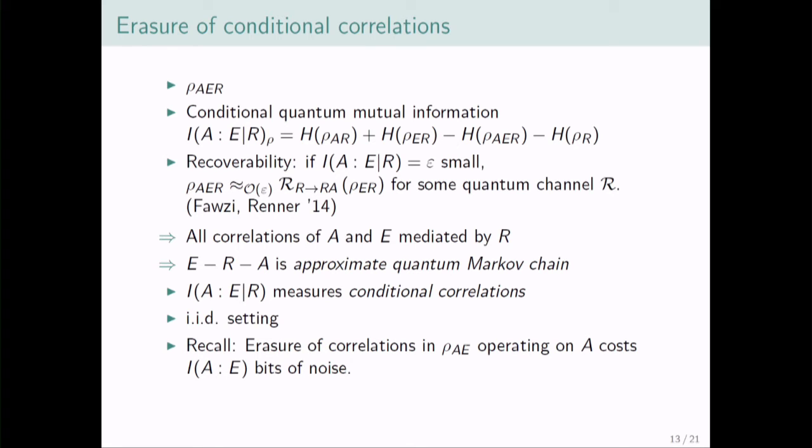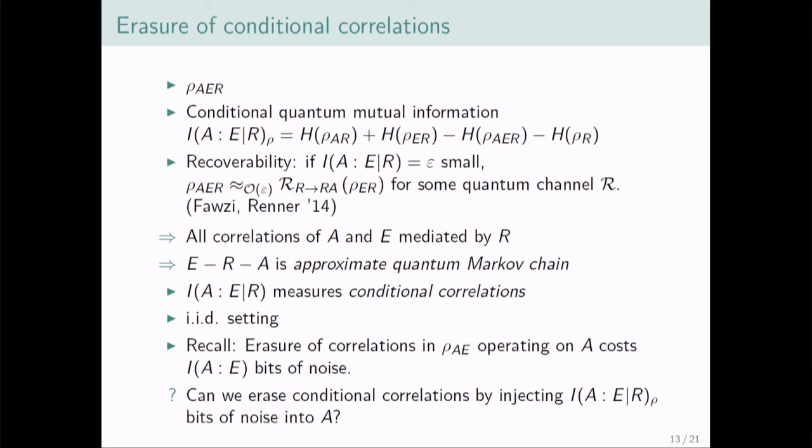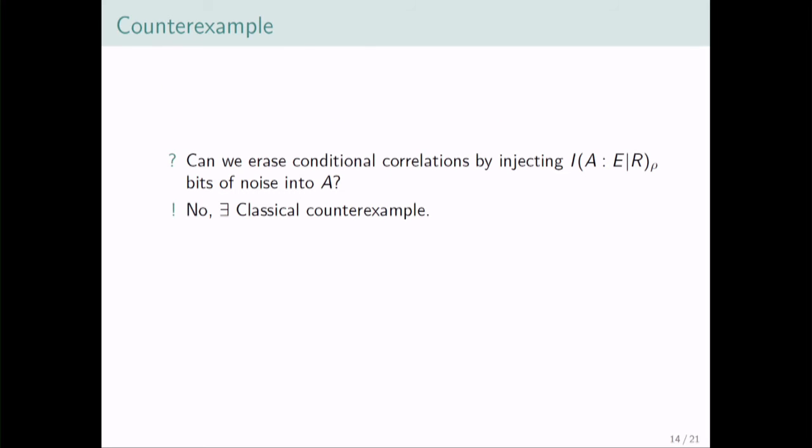So recall that this erasure of correlations that I presented in the introduction needs an amount of noise that's equal to the quantum mutual information. So a natural question is, of course, can we erase conditional correlations as measured by the quantum conditional mutual information by injecting an amount of noise into the A marginal that is proportional to this quantum conditional mutual information? Unfortunately, this is not the case.